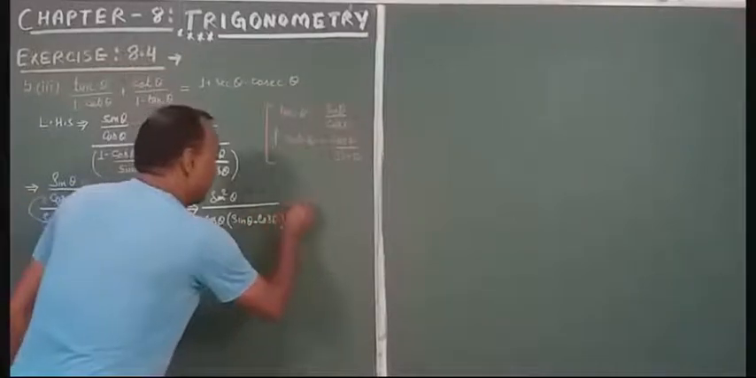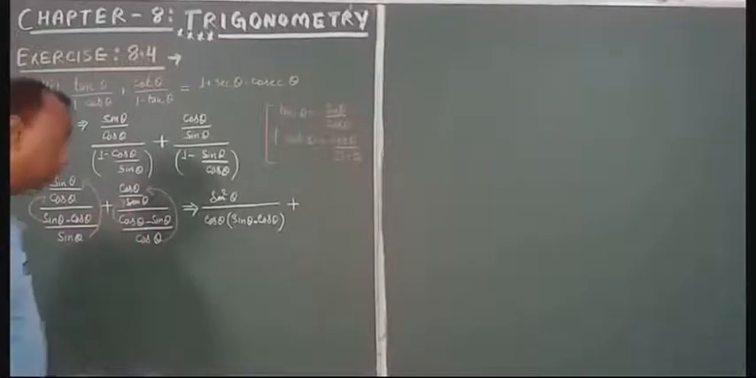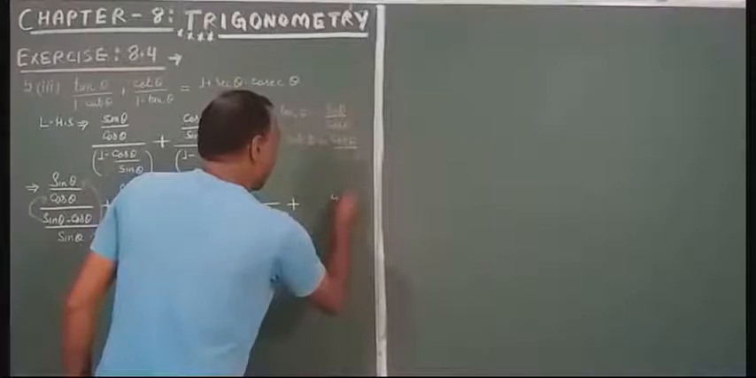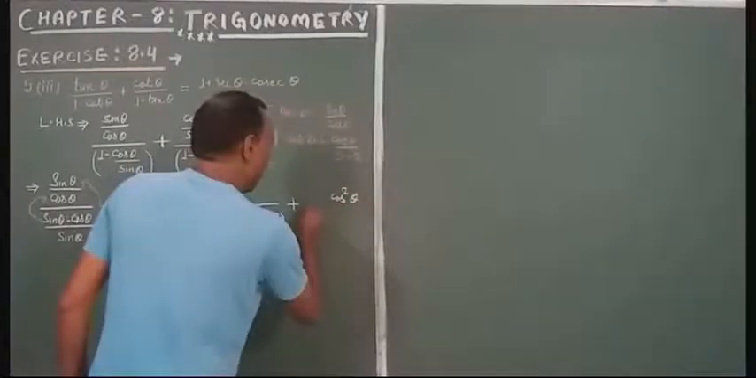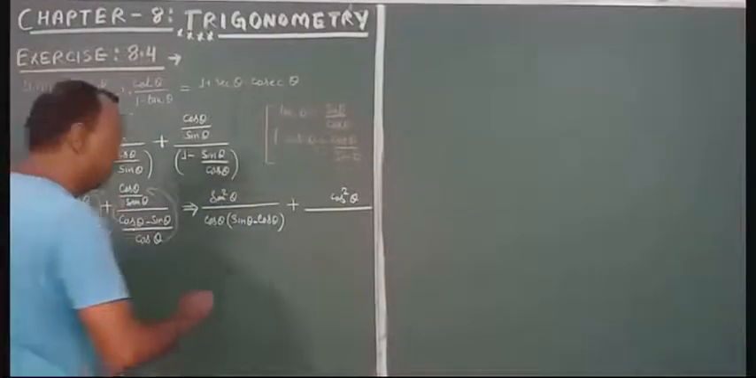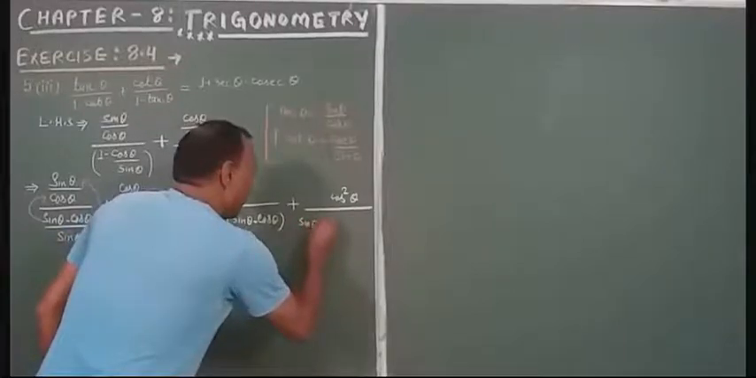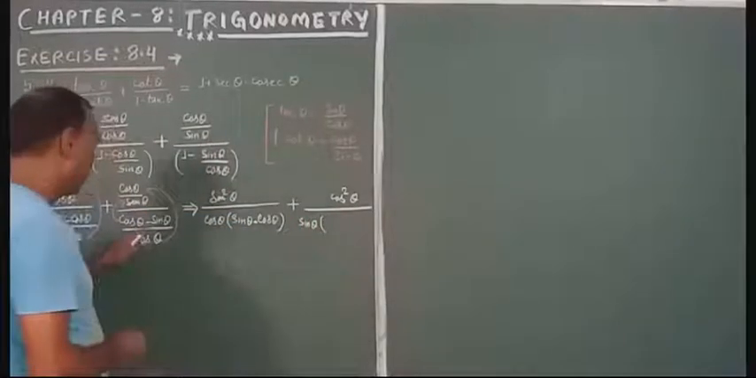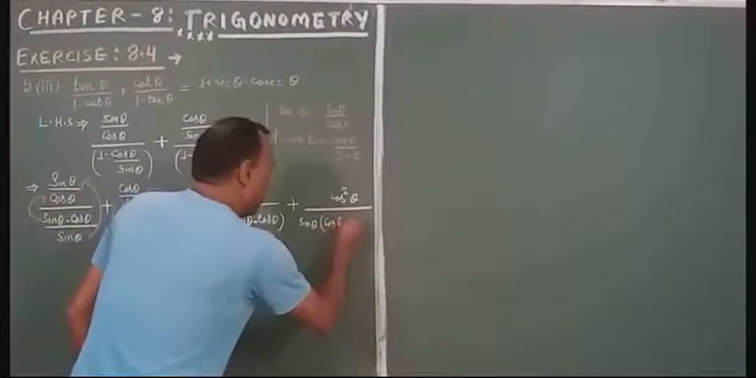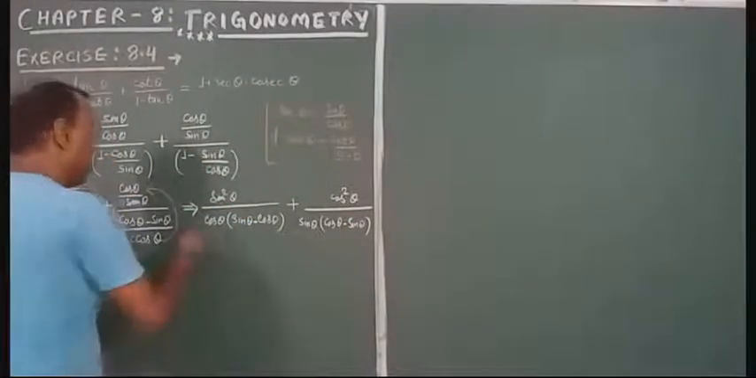Plus sign is there. Here cos theta into cos theta, cos square theta, divided by, what will be the second term? Here is sin theta and in the bracket there is cos theta minus sin theta. Is it okay?